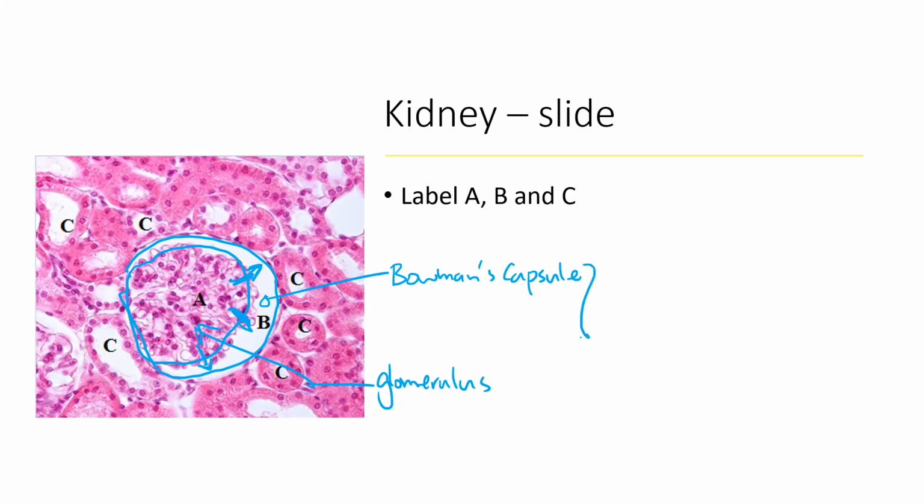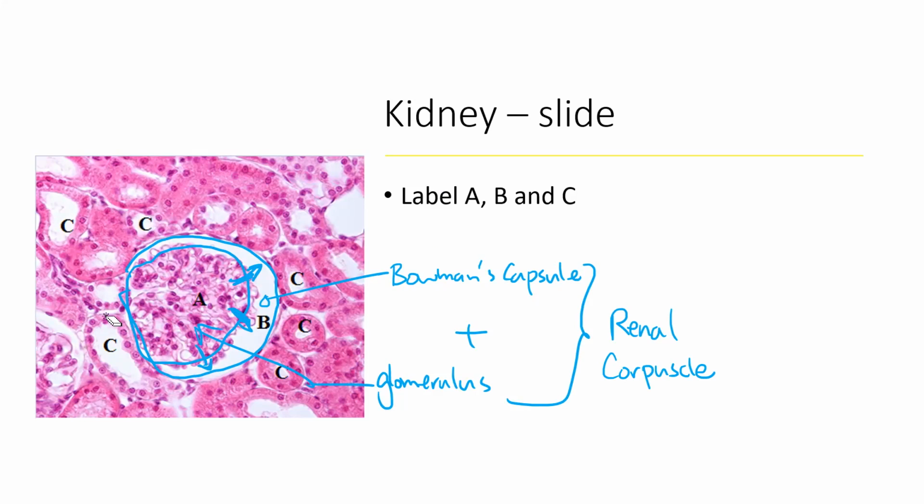Okay, so of course, together, Bowman's capsule plus glomerulus, that is the renal corpuscle. The renal corpuscle. That is where glomerular filtration takes place, the very first step in urine production.